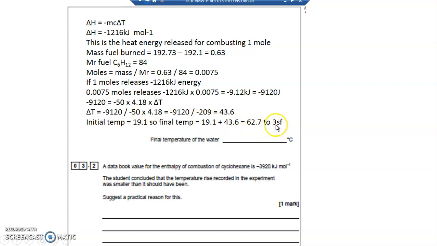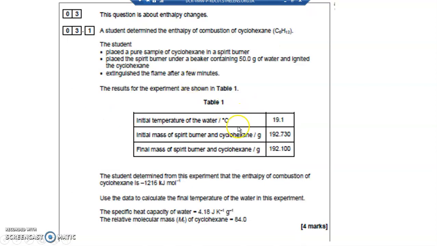I've decided to give it to 3 significant figures because in my question here I've got something to 6 significant figures, but I'm always looking to find the lowest number of significant figures. 84.0 is 3, 4.18 is 3, 50.0 is 3, 1216 is 4.